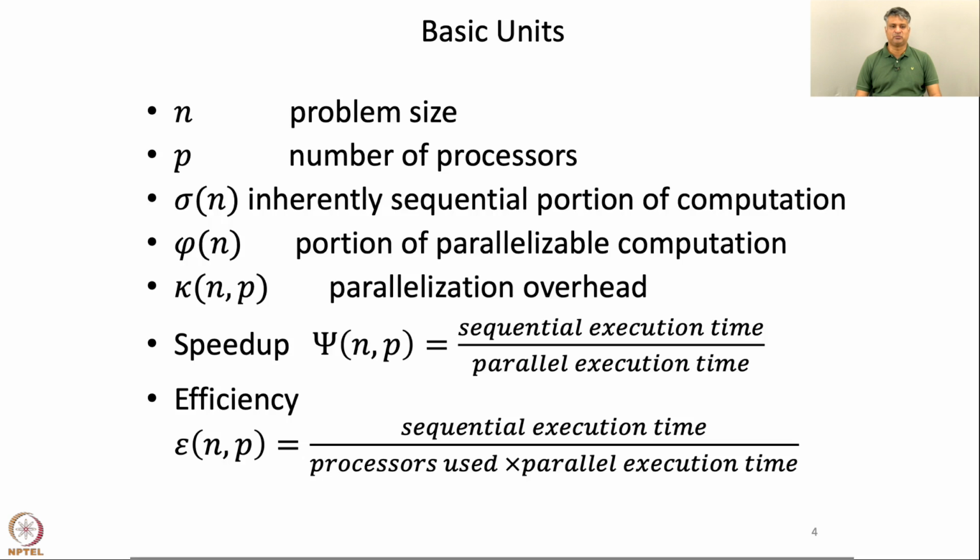Finally, we try to measure what the efficiency is. The efficiency is again a function of n and p. It is the sequential execution time divided by the number of processors used times the parallel execution time. Now, if the efficiency turns out to be 1 or 100%, that means you are getting perfect linear speed up. But again, we know that we are always running below the ideal efficiency. So our sequential execution time technically will not be the same as the number of processors used times the parallel execution time. In fact, it will be somewhat slightly less. So this efficiency number will generally be less than 1 or less than 100%.